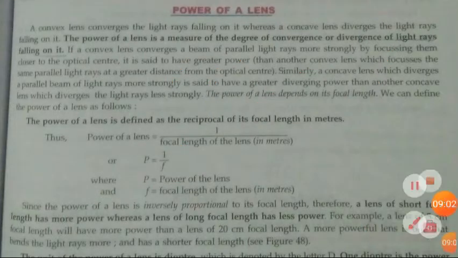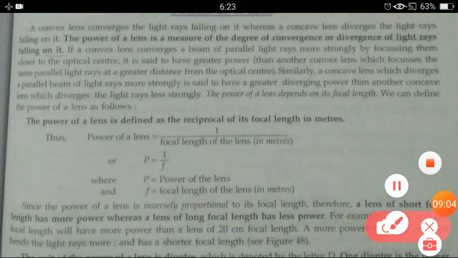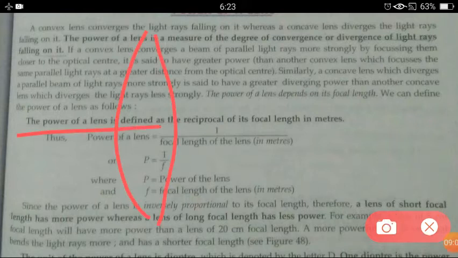That means if the focal length is more, the power will be less. If the focal length is less, power will be more. How? Let me show you. Suppose we have one lens, and for this lens, this is the focal length here. When the light ray comes, it will pass through this. Here you can see how the ray is bent.